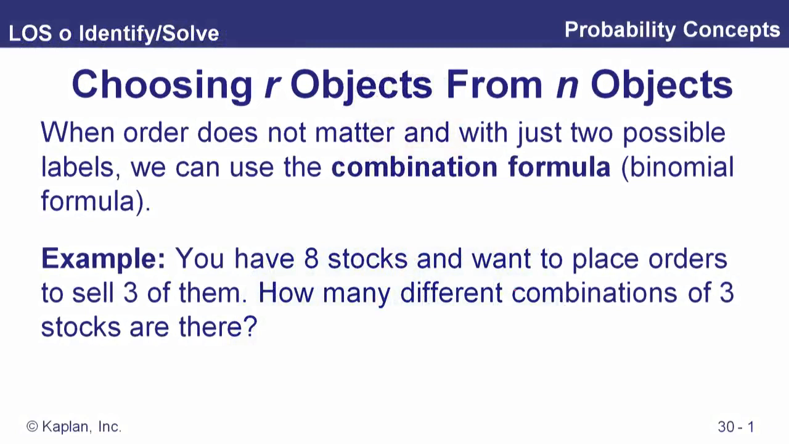Now, choosing R objects from N objects. So again here, order doesn't matter. And if there's just 2 possible labels, we can use the combination formula or binomial formula. So let's look at an example. We have 8 stocks and we want to place orders to sell 3 of them. How many different combinations of 3 stocks are there? Now we're not talking about order, because we're not talking about selling 3 stocks in order. We're just talking about which 3 of 8 we're going to sell.